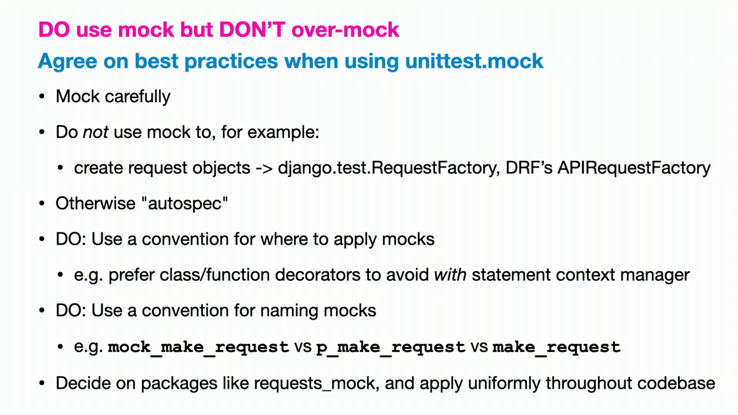Do use a convention for where to apply mocks. I prefer to apply decorators so that I avoid the with statement context manager. In fact, I like the code in my tests to have no levels of indentation at all, so that I need to think less. And also do use a convention for naming mocks. If you're using the decorator, make sure you use the mock underscore prefix or a p underscore prefix, or perhaps no prefix at all. And if you decide to use a package as an add-on to mock itself, mock being provided by the Python standard library, like requests-mock, make sure you use it across the code base, not sometimes yes and sometimes no.